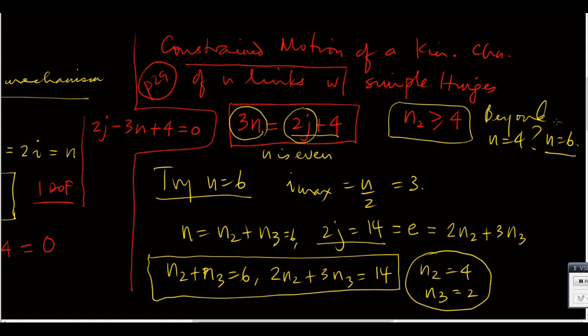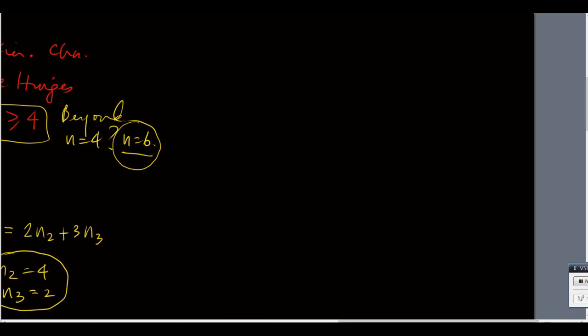That's it. So if we have 6 links in a kinematic chain, closed, constrained motion, right, single degree of freedom, and only simple hinges, in that case there are 4 binary links and 2 ternary links. Very good. Let's look at some possibilities. So there are 2 ternary links. That means here's one ternary link, here's another ternary link.